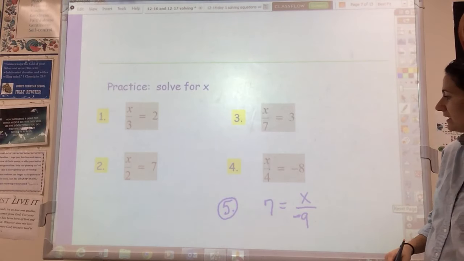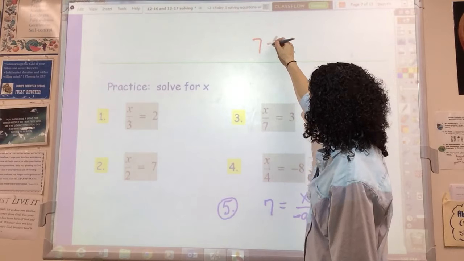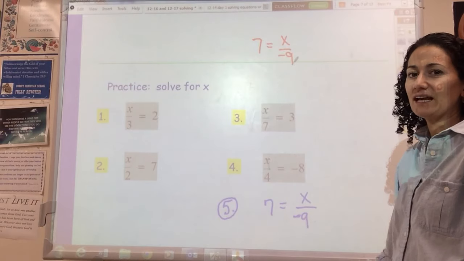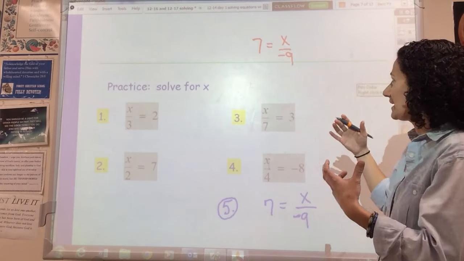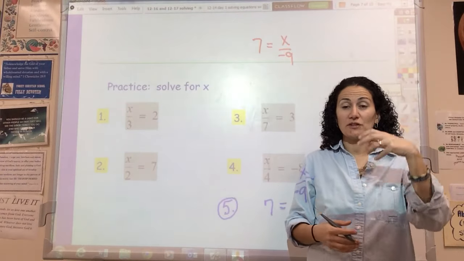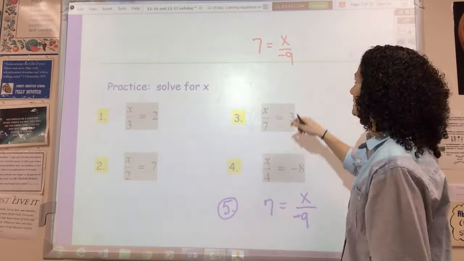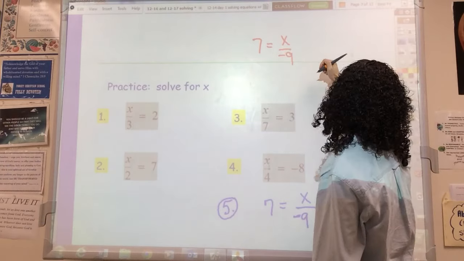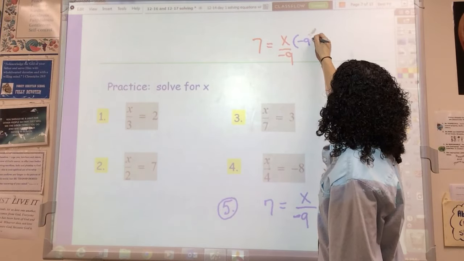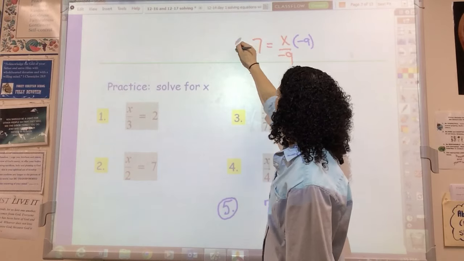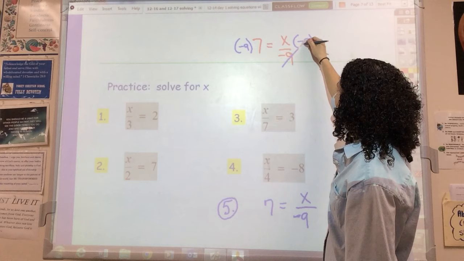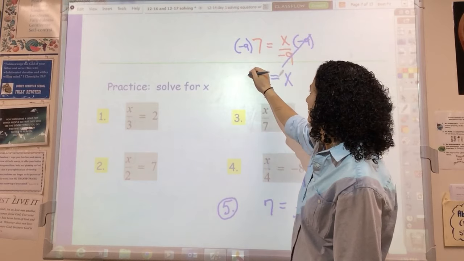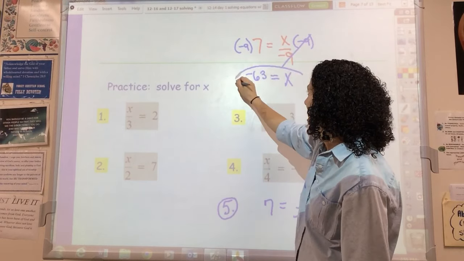This is a little tricky because in this one, 7 equals x over negative 9. The variable's on the right-hand side. Did you notice that? Always think I need to move the number with the variable so that the variable will be alone. So the number I need to move is negative 9. It's being divided by negative 9, so I'm going to do the opposite and multiply both sides by negative 9. That will cancel out the negative 9 with the x. X will be alone, and 7 times negative 9 is negative 63.